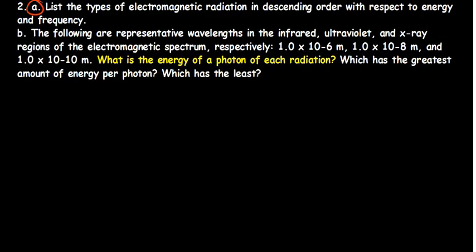Okay, so we are now on B. So we are given representative wavelengths in the infrared, ultraviolet, and X-ray regions of the electromagnetic spectrum. And then what are we asked now? So we are asked to determine the energy of a photon of each radiation. Okay, so which has the greatest amount of energy per photon, and which one has the least. So what do we do?